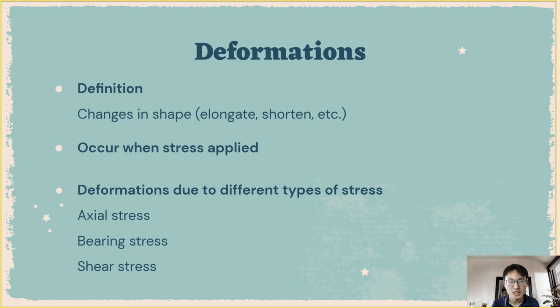Lastly, deformations. Deformations cause changes in the shape of a material. These deformations happen due to different types of stresses exerted on the beam, and we will be discussing deformation further in the coming examples too.